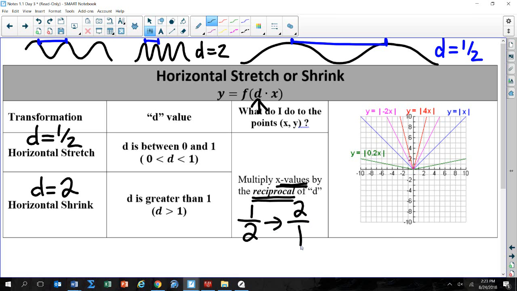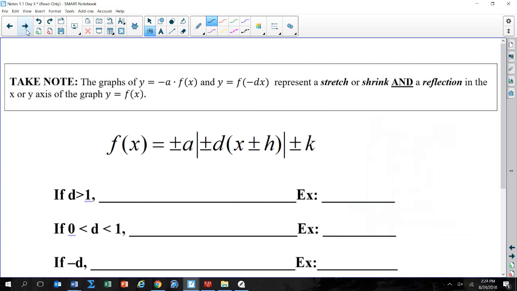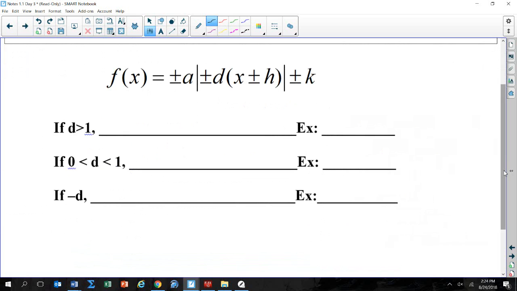Okay. The other horizontal terminology that was new was the reflection. A reflection is indicated by a negative inside the parentheses or inside the absolute value bar. Okay, and again, it changes your x values because it's horizontal. You're just going to multiply your x values by -1 to get it to flip. Okay? So here's my general form. You can see it looks the same except for it's got this plus or minus D there now.